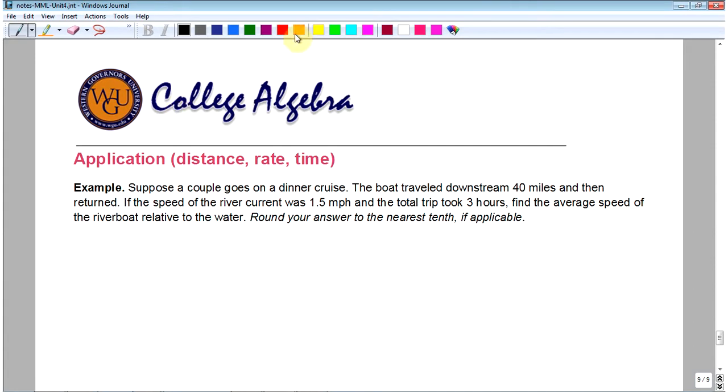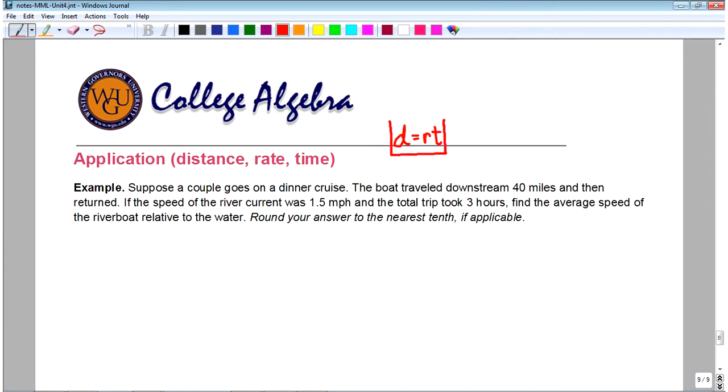So when you have a problem that's involving a distance, a rate being traveled, and the time for the trip, we have a formula that relates these three quantities together. And that formula is distance is equal to rate times time.